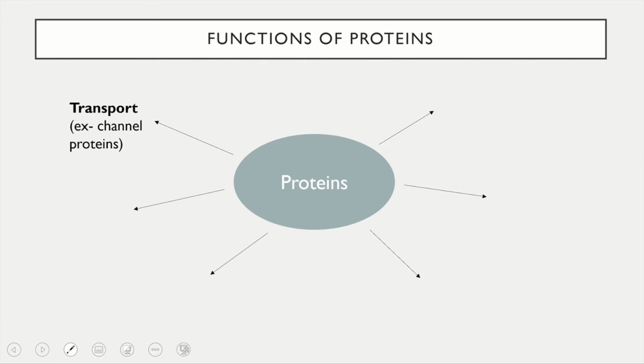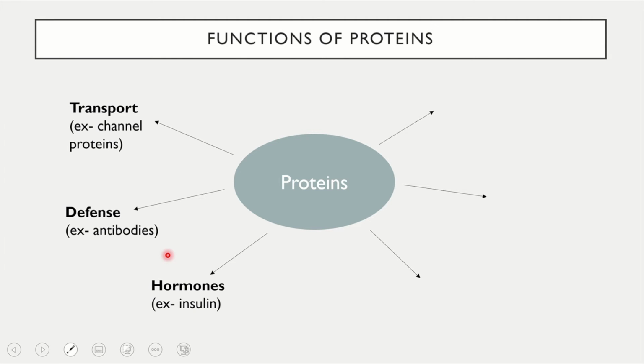One function of proteins is transport. So we have an example here of channel proteins, and these help substances cross the cell membrane. Proteins also help with defense. So our example here, antibodies. These are proteins of our immune system. Antibodies recognize pathogens like viruses, and they allow our immune system to respond and fight off these pathogens.